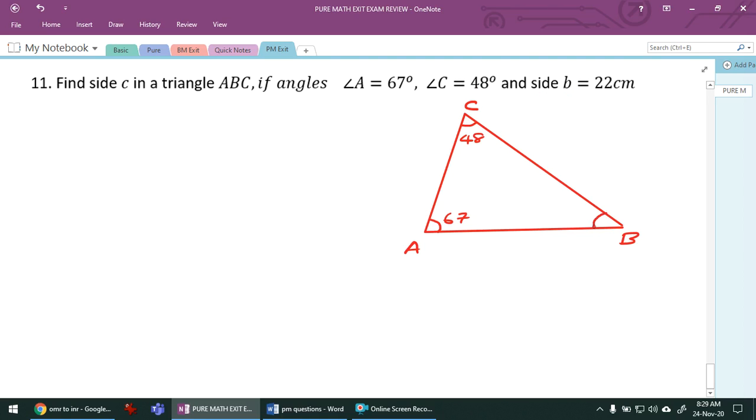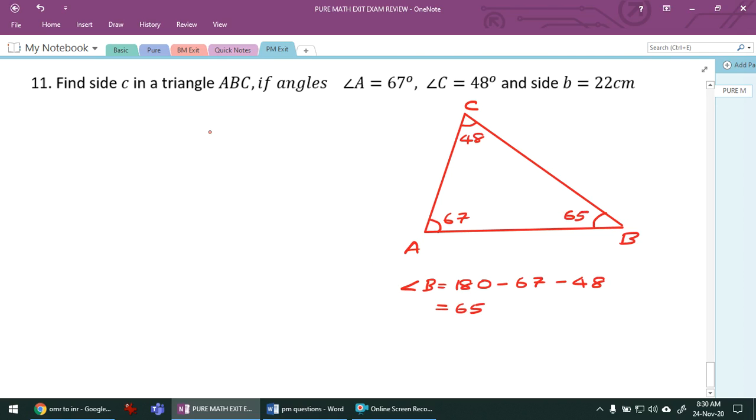So if we have two angles, then how will you find the other angle? Angle B equals 180 minus 67 minus 48. This is 65. So we now have angle B, which is 65. We know that the total of all the angles in a triangle is 180.